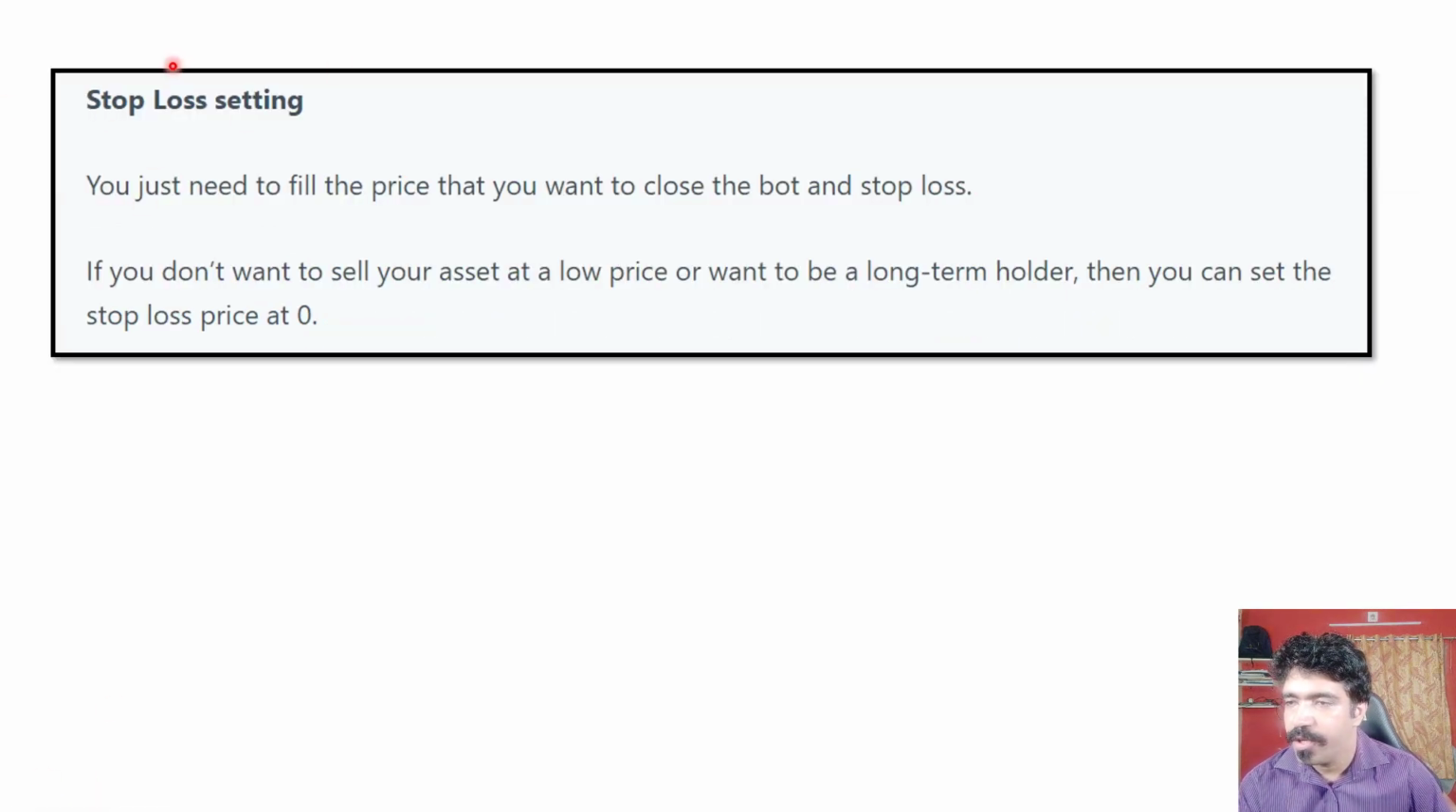Next is the stop loss setting. You just need to fill in the price at which you want to close the bot and stop loss. If you don't want to sell the asset at the current price, then you can set the stop loss value to be equal to 0. In that case, when the stop loss is hit, all the coins will be converted into that cryptocurrency and held in the wallet, and it can be held for a longer period of time and sold after some period. So if you want to hold that coin for maybe 2 years, 3 years, 5 years, 10 years down the line, then this stop loss setting should be set equal to 0.